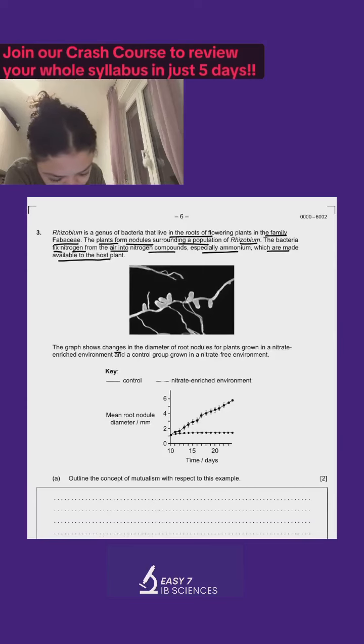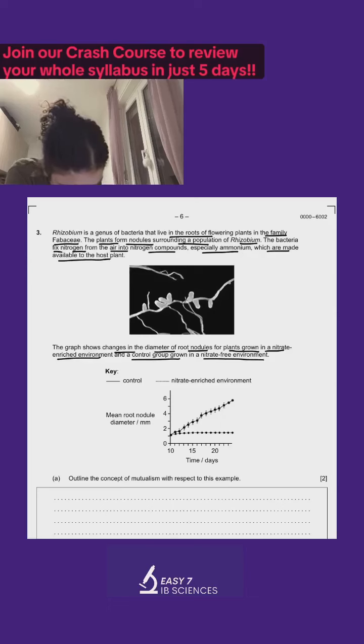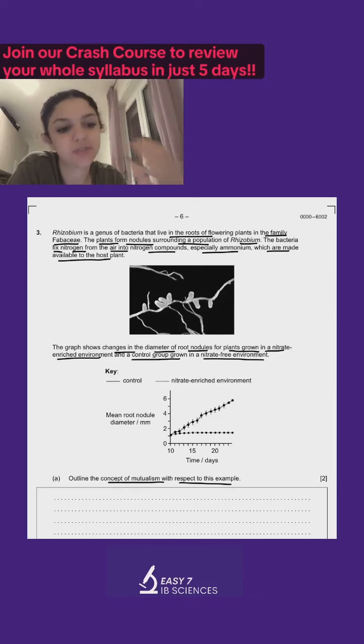It says the graph shows changes in the diameter of the root nodule for a plant grown in a nitrate-enriched environment and a control group in a nitrate-free environment. Outline the concept of mutualism with respect to this example. So the first one's quite easy, but if you don't know the example, it's a bit hard. What level is this? This is SL.